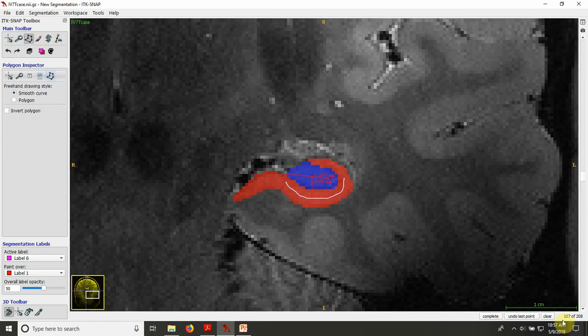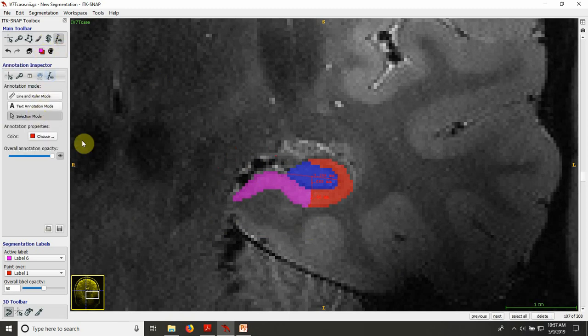So then the CA1 subiculum border will be like this. I'm gonna remove these labels here.